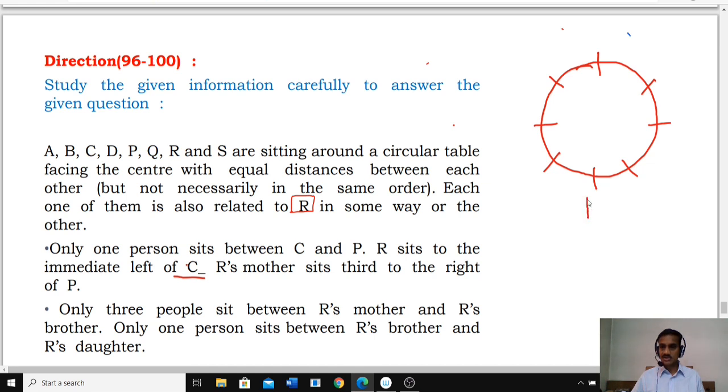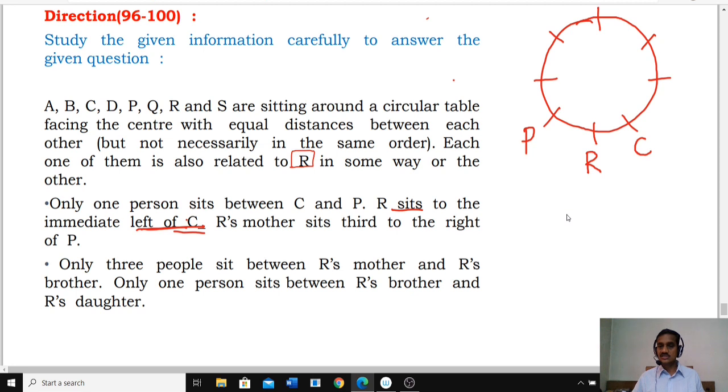8 members, all the persons are related to R in some way or the other. But R is fixed. And R sits to the immediate left of C. R's mother sits third to the right of P. R's mother and only one person between C and P. C ki P ki madhya entha mandi unnaru cheppandi, one person. Kanaka P ikkade undali. Any possibilities vastunnayi?